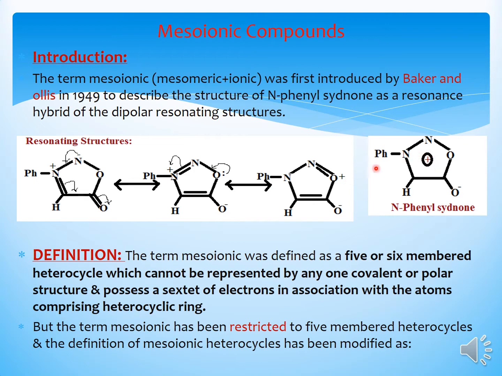Okay, so moving on, this is your N-phenyl Sydnone. How we have to write a Sydnone is a 5-membered heterocycle in which the heteroatoms will be attached. Then it will have the positive charge at the center of the ring and the negative charge will be attached to one of your atoms, which is exocyclic in nature.